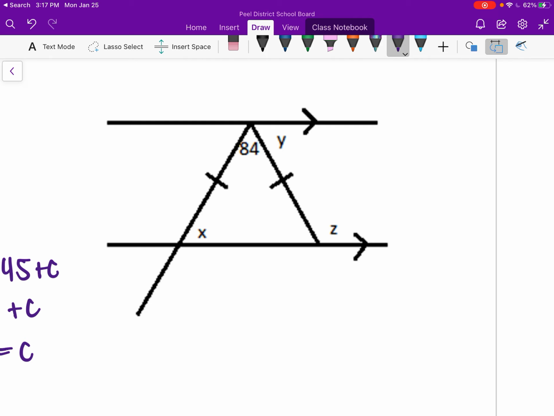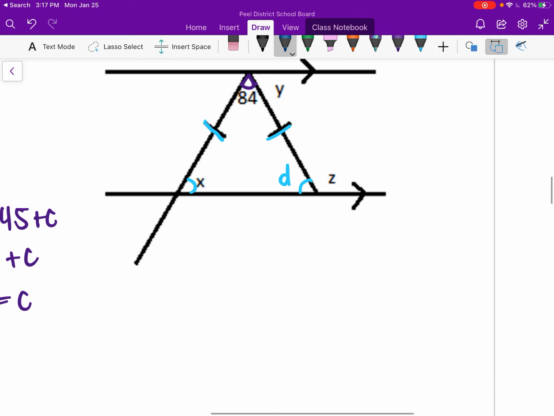So, moving onwards, right? Again, we're moving on to this one. We know that this inside is 84, right? I want to find out what x and z are. I know that this is an isosceles triangle, which means that these two angles are going to be the same. So if I want to find x, I can also find d, right?